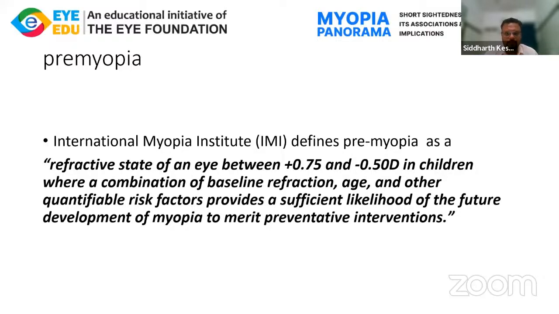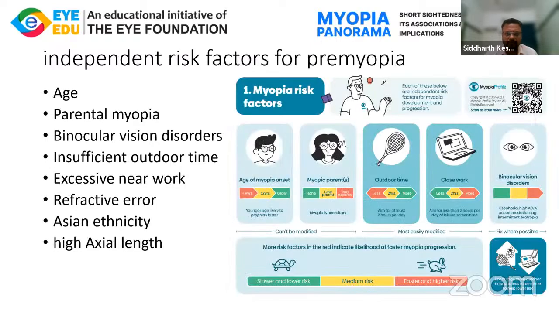So here, a few factors you will consider. What are those factors? What is the age of the patient, and what is the corresponding refractive error at that age? If his parents have myopia or not, if he has any binocular vision disorder, does he have sufficient outdoor time? Does he do excessive near work? And what is the magnitude of refractive error at that point in time? And what is his ethnicity? And what is his axial length?